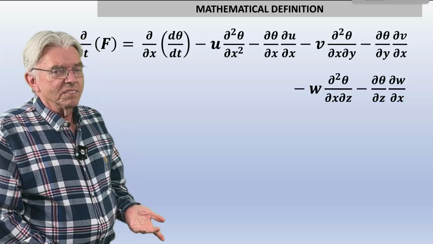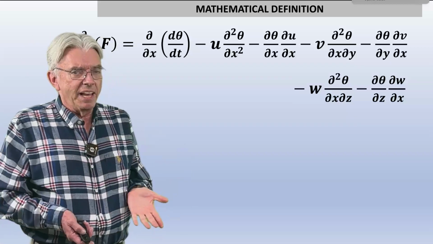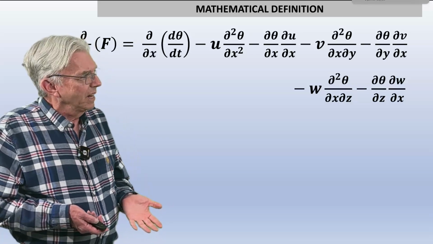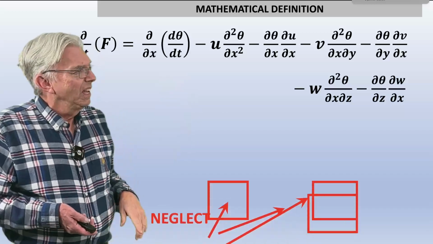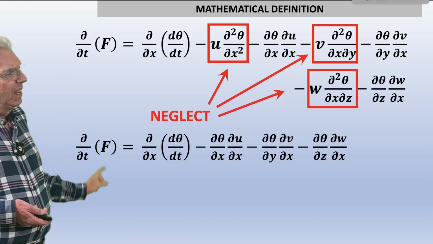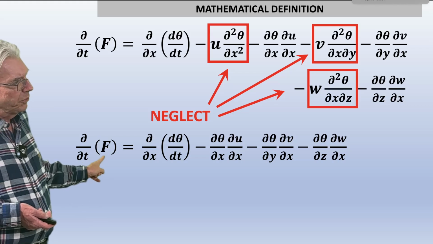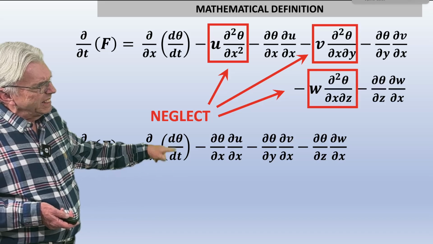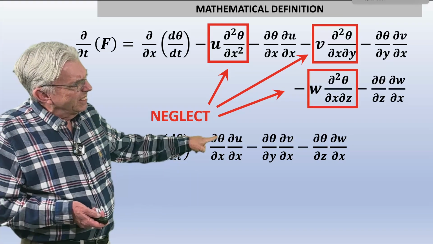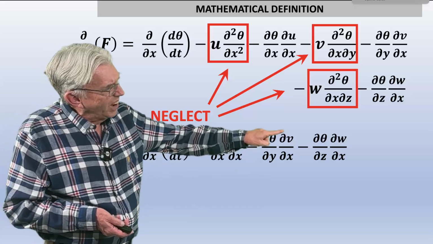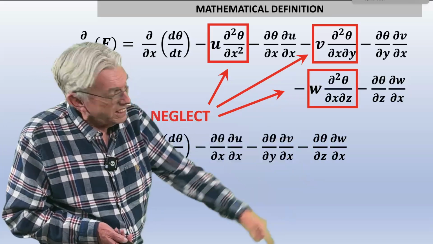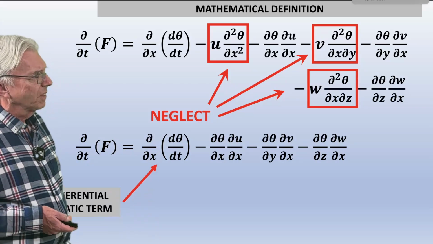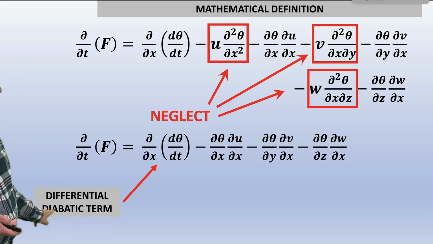And it turns out that in meteorology on the large scale, you can ignore those second order derivatives. They're not that significant in terms of impact. So if you take those three things out, then here's what you're left with. The change, the frontogenesis change with respect to time, is the change with respect to x of d theta dt minus d theta dx du dx minus d theta dy dv dx and minus d theta dz dw dx. And each one of those terms means something different. It's a different process. So this is what we call the differential diabatic term.